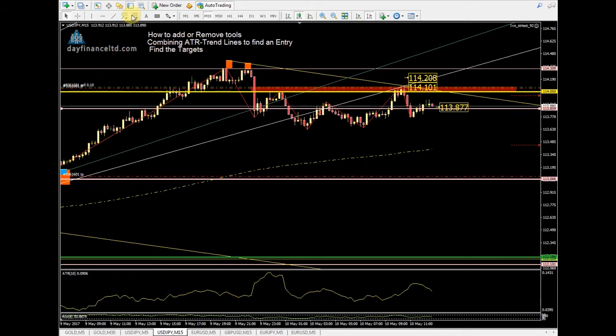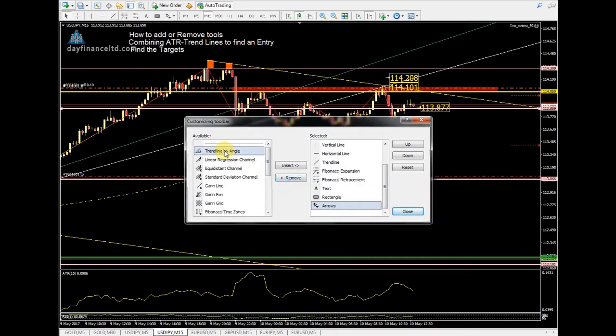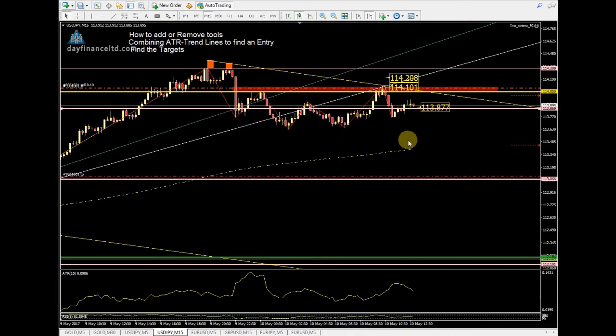With an example on Euro USD here, you click on your toolbox with your right button on the mouse, and then you will choose customize. Then you will find the tool you want to be visible up there. For example, let's say this triangle, insert it, and it will be visible there. If you don't want it, remove it, and that's it.